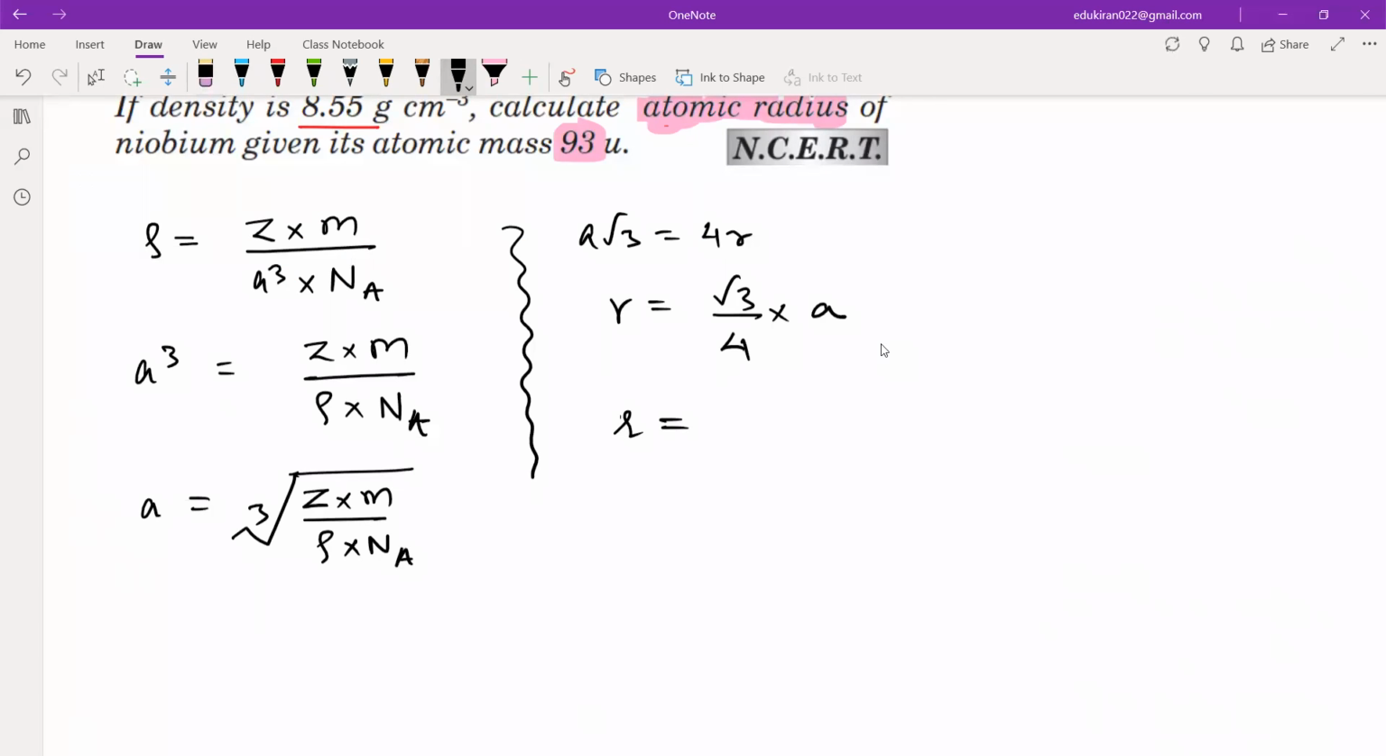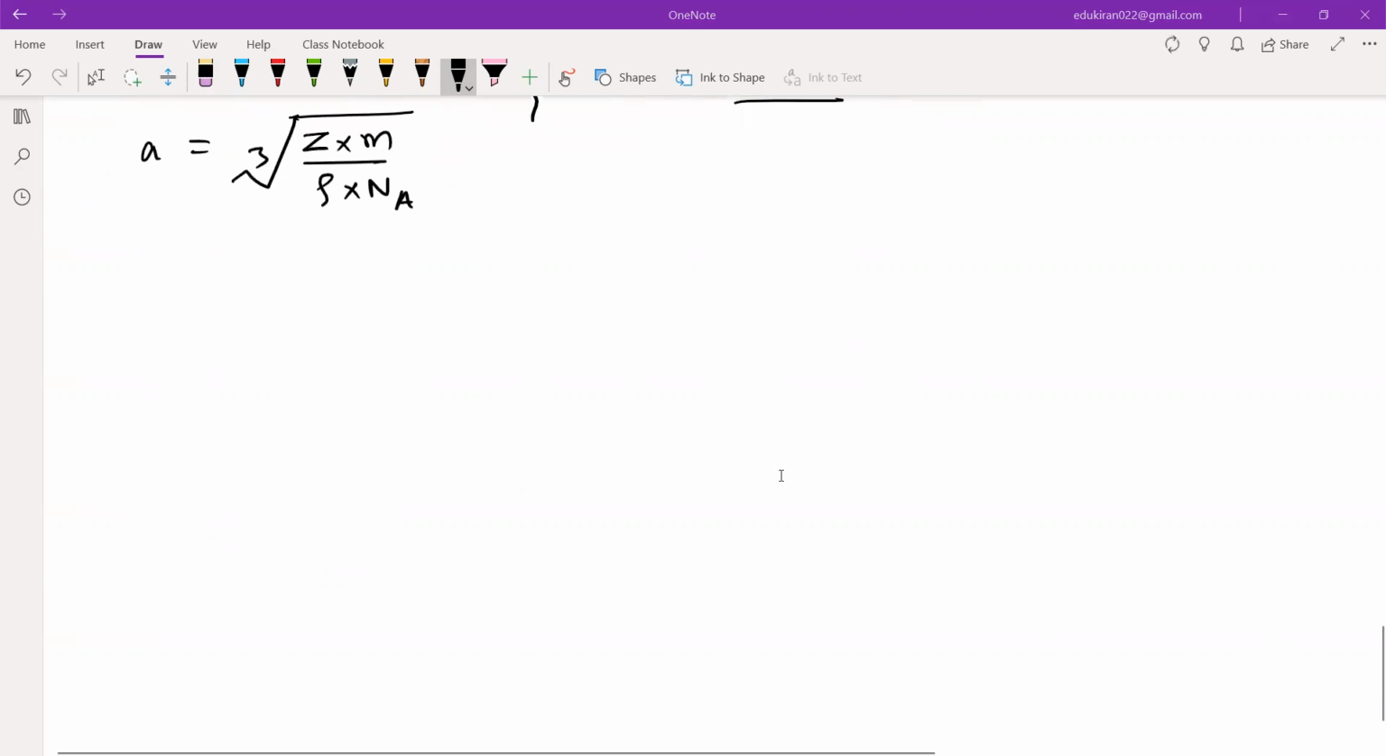So all of you are getting it as 1.432 into 10 to the power minus 8 centimeters. Right? So Maimuna, you have also got the same answer, right? Yes, sir. Okay, fine. So this is all about the density. As you can see, we have covered many types of questions related to the density.